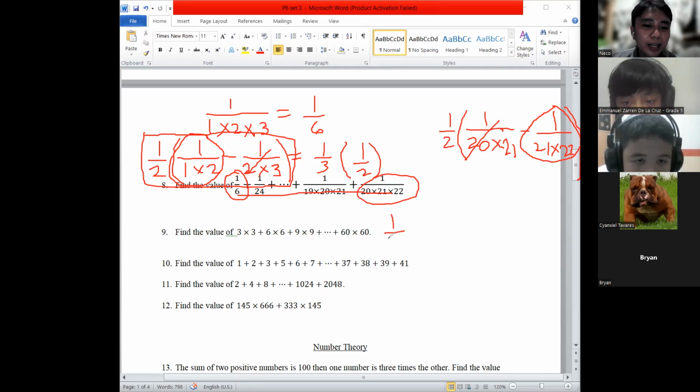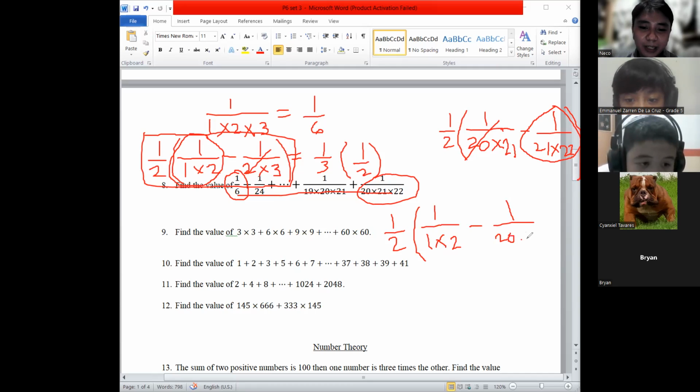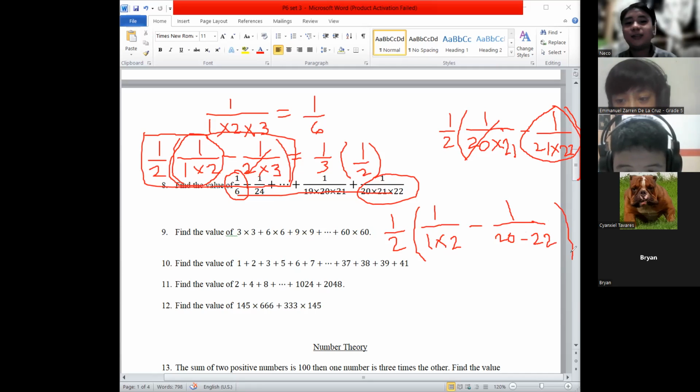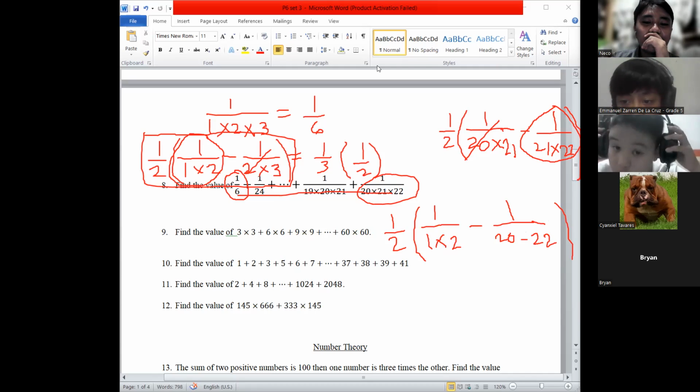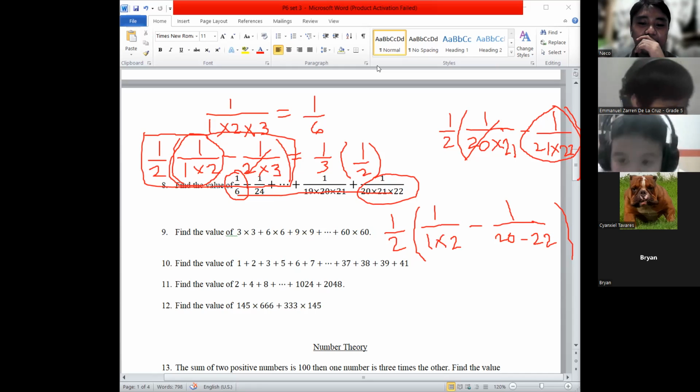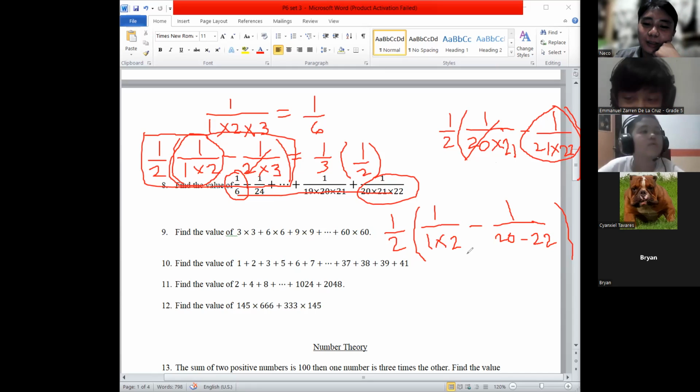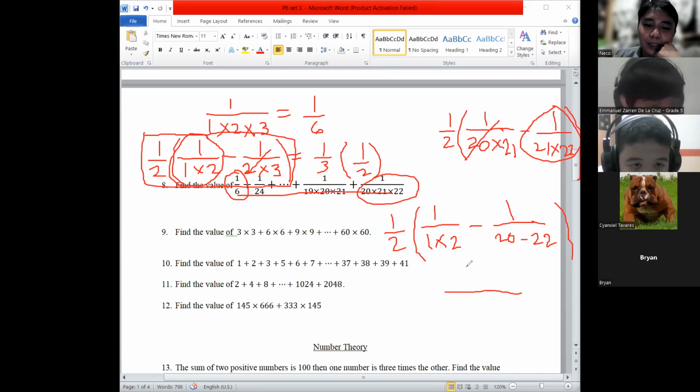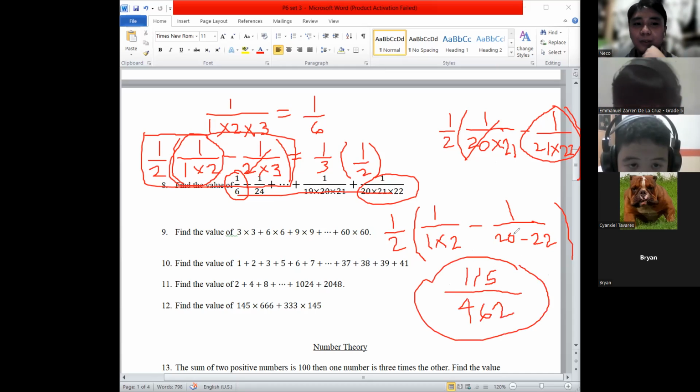So meaning we're left with 1/2 times 1 over 1 times 2. Sorry, times 1 over 2 minus 1 over 20 times 22. That's it. So how much is this? Yeah, you would actually get the same answer, because they would just cancel out. So how much is this supposed to be? 115 over 462. You should get this, okay? Same answer. Yeah, very good. 115 over 462. So this is the answer for this.